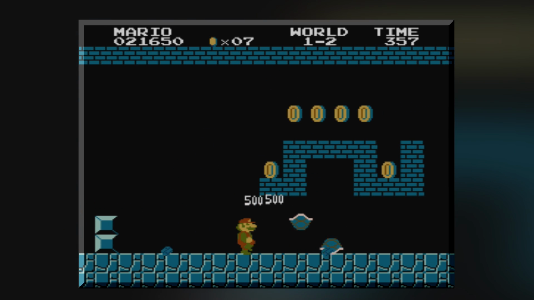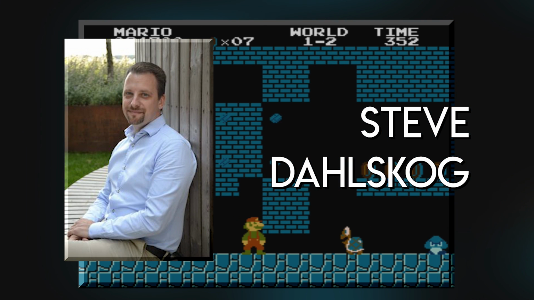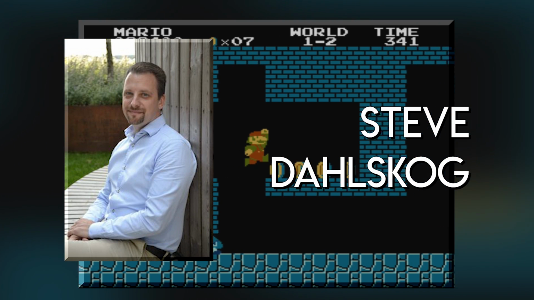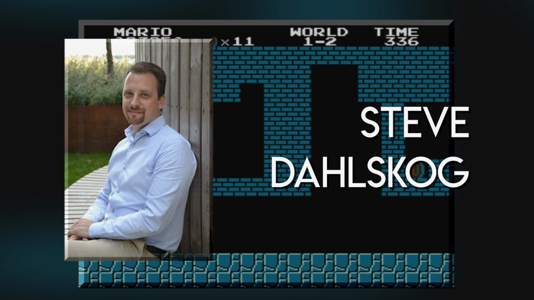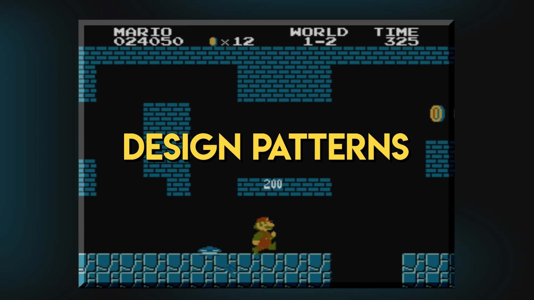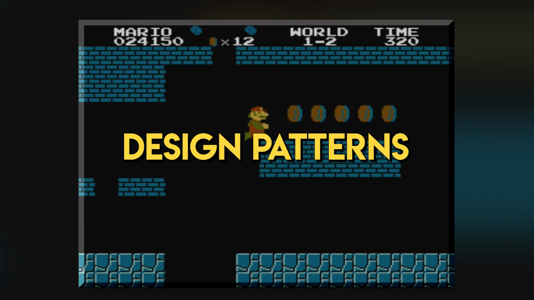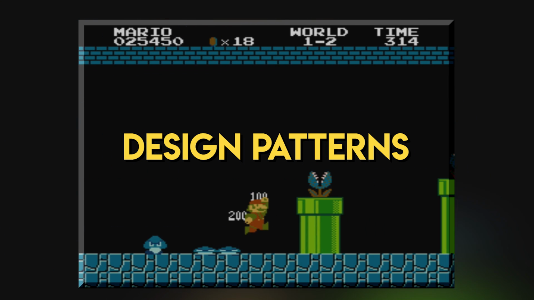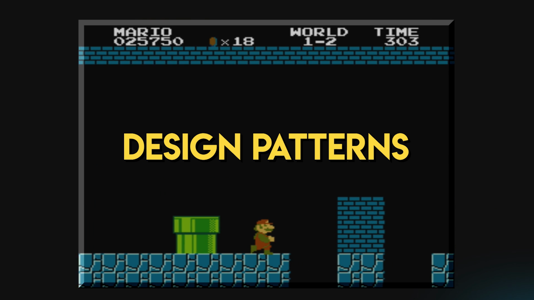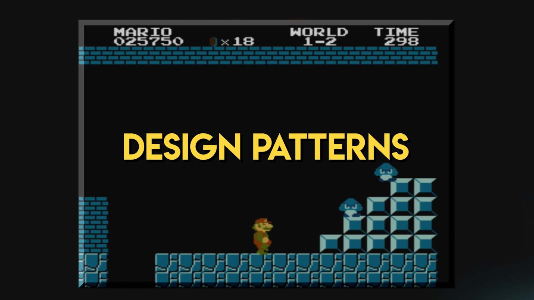First up, let's take a look at the work of Dr. Steve Dahlskog, a lecturer at the University of Malmö in Sweden. Steve's work sought to assess Super Mario games using design patterns, identifying common elements in the layout or structure of levels or mechanics in games. His argument being that by establishing rules of how game elements are constructed, AI systems could adopt that knowledge as a means to make intelligent decisions on how to make new levels or even games.